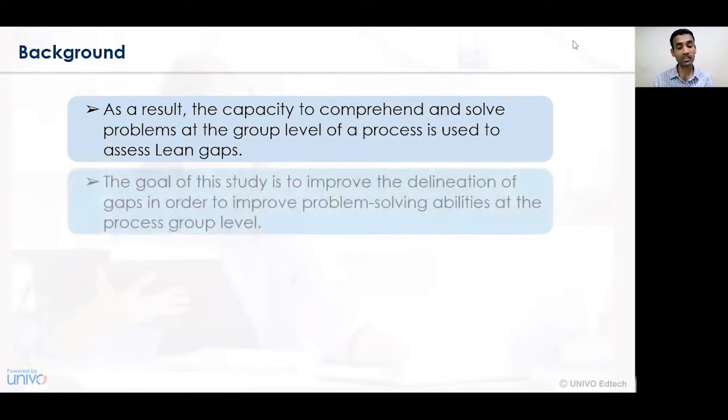The goal of this particular case study is always to identify and improve the delineation of the gaps in order to improve the problem solving abilities at the process group level. So whatever activities have been undertaken at the process group level, how do we identify those activities?